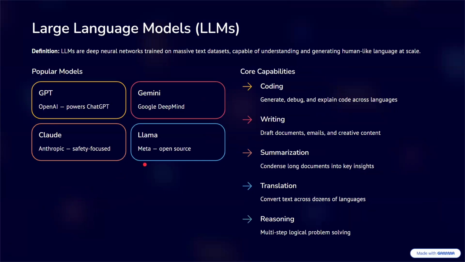So what is a language model? At the heart of generative AI is the large language model. LLMs are massive neural networks trained on a huge amount of text. Large language models are nothing but models trained on massive text datasets, capable of understanding and generating human-like text, and scalable. So a popular language model is GPT from OpenAI, which powers ChatGPT.